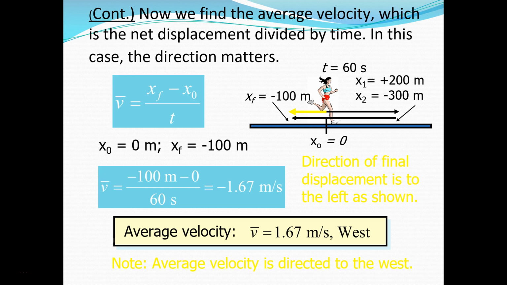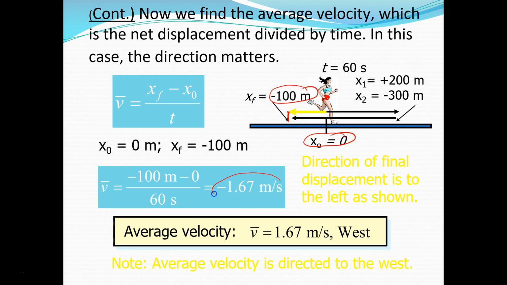Now we want to find the average velocity, though. And we know that's our displacement divided by time. Well, our displacement is our final position minus our initial position. In this case, our initial position is 0, and our final position is negative 100 meters, because we ended up 100 meters behind where we started. So we can go ahead and plug that into our equation. We find that our average velocity is negative 1.67 meters per second.